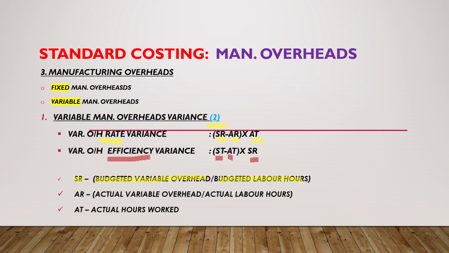Okay, the budgeted ones. And then when you have to calculate your actual rate, it's the same thing. It's your variable overheads divided by labor hours. Which ones? The actual ones. Okay, please don't forget this. Let's look at the calculations so that we can get a better understanding of what I'm talking about. Okay, let's go to the next slide.